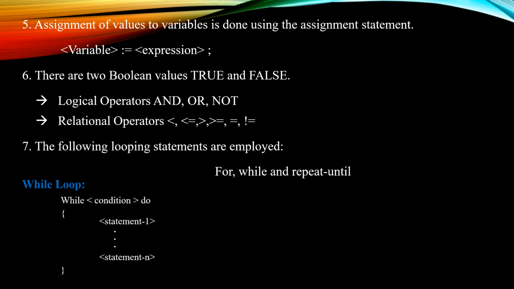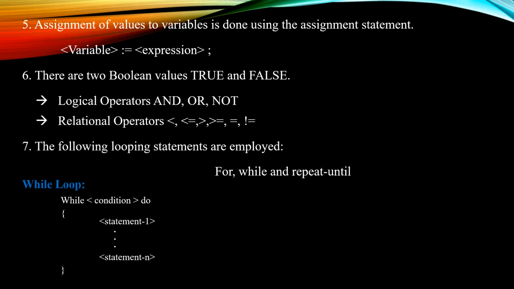These are Boolean values. Seventh convention is the following looping statements are employed. Looping means that a set of statements is repeatedly executed again and again until some condition is satisfied. Some examples of looping statements are while, do while and for. Here we have for, while, and repeat until, which we can call a do while statement.